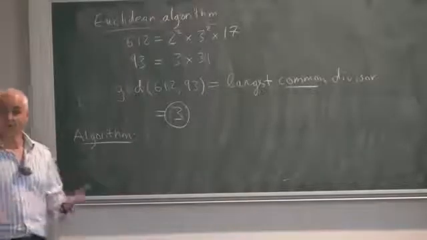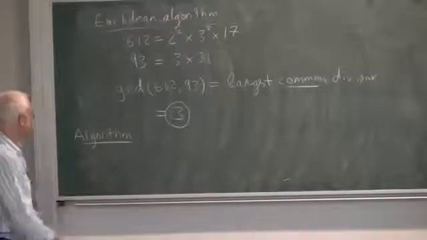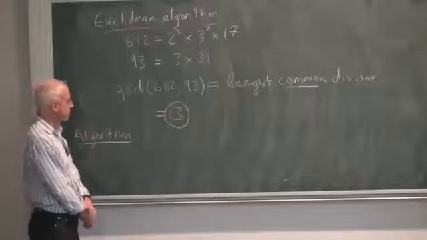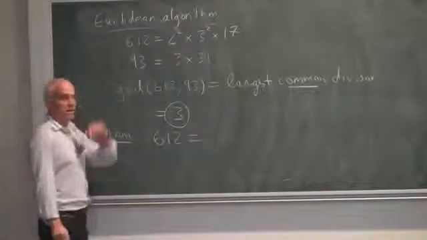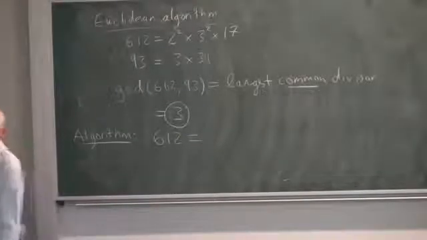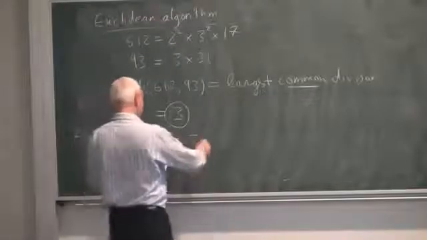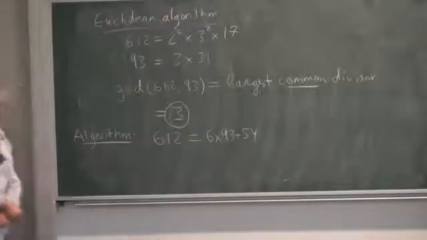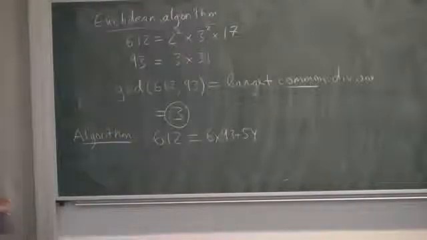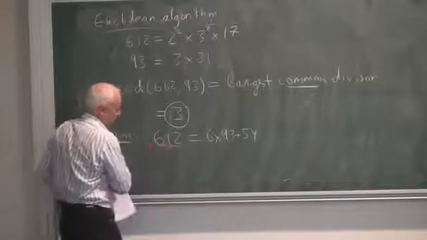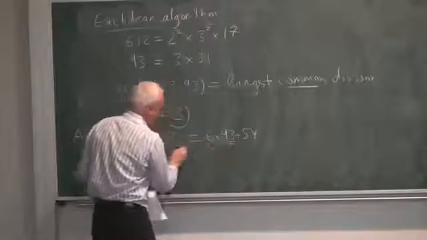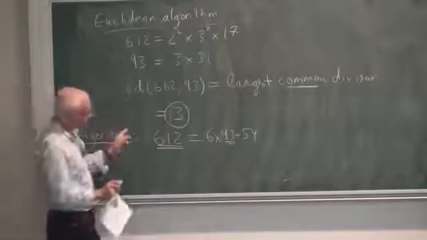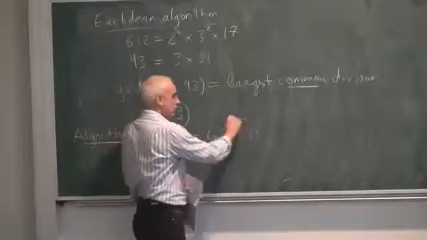So it's one of the first cases of an algorithm, of a sequential step that actually accomplishes something in a very logical, systematic way. We take the biggest number and we divide it by the smaller number. Okay, so you divide it and you're going to get a remainder. So 612 is equal to 6 times 93 plus a remainder of 54. And now the key observation is we started with these two numbers. We want to know what their greatest common divisor is. The key observation is that the greatest common divisor is going to be the same as the greatest common divisor between 93 and 54.